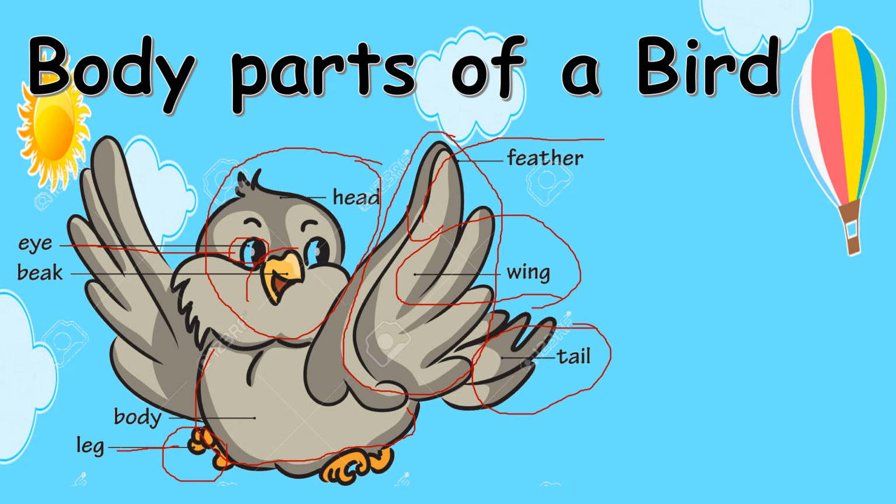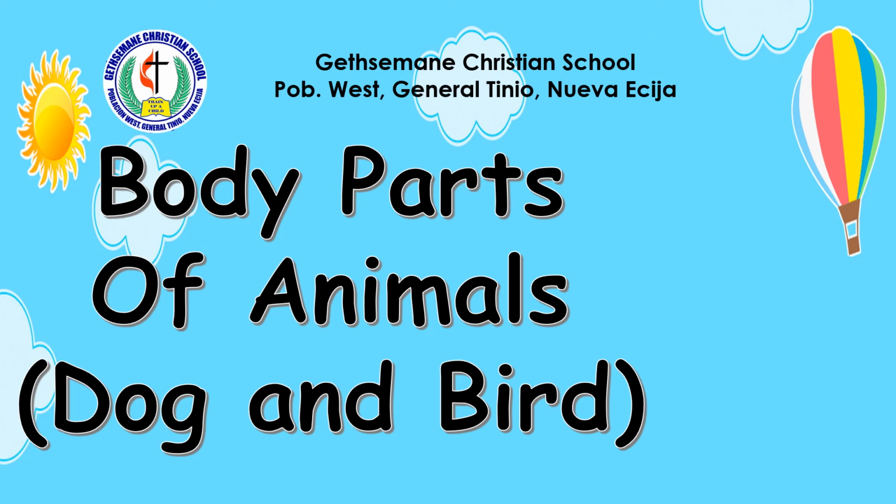And do you know what this is? This is a beak. Okay, beak. Body parts of a bird. We have the feather, the wing, the tail, the head, the body, the leg, the eye, and the beak. So those are the body parts of animals, ng mga dog and mga bird.